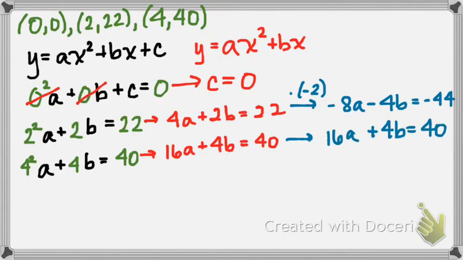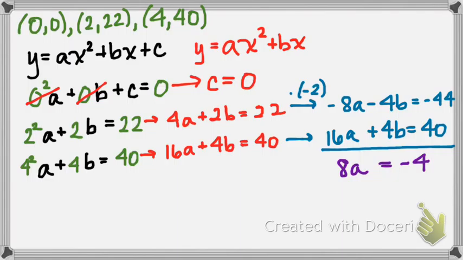and 16a plus 4b equals 40. So now when I add these two together, I get 8a equals -4. Remember, that's the whole point. I'm trying to make the coefficient of one of the variables have the same coefficient with opposite signs so that when I add them together, it is eliminated. Like in this case where I made them both 4, but made one of them negative.